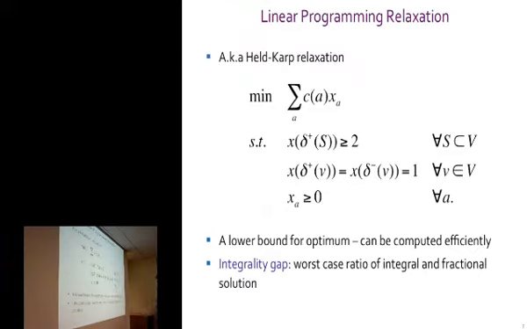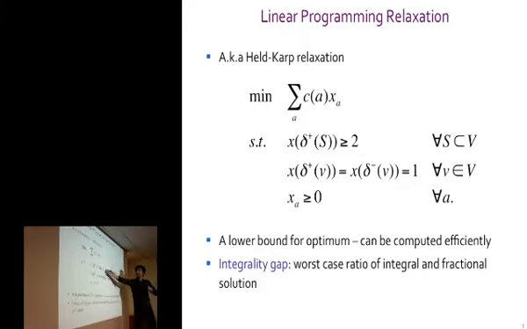Okay, since I promised to round a continuous relaxation of the problem, let me define the relaxation that I'm going to use. This is also known as the Held-Karp relaxation, and here is the linear program. Remember, C was the cost function on the edges. Let's say x of a is the fractional value that we assign to the edges. For a set S of vertices, delta plus of S is the set of edges that leave S, and delta minus is the set of edges that come into S.